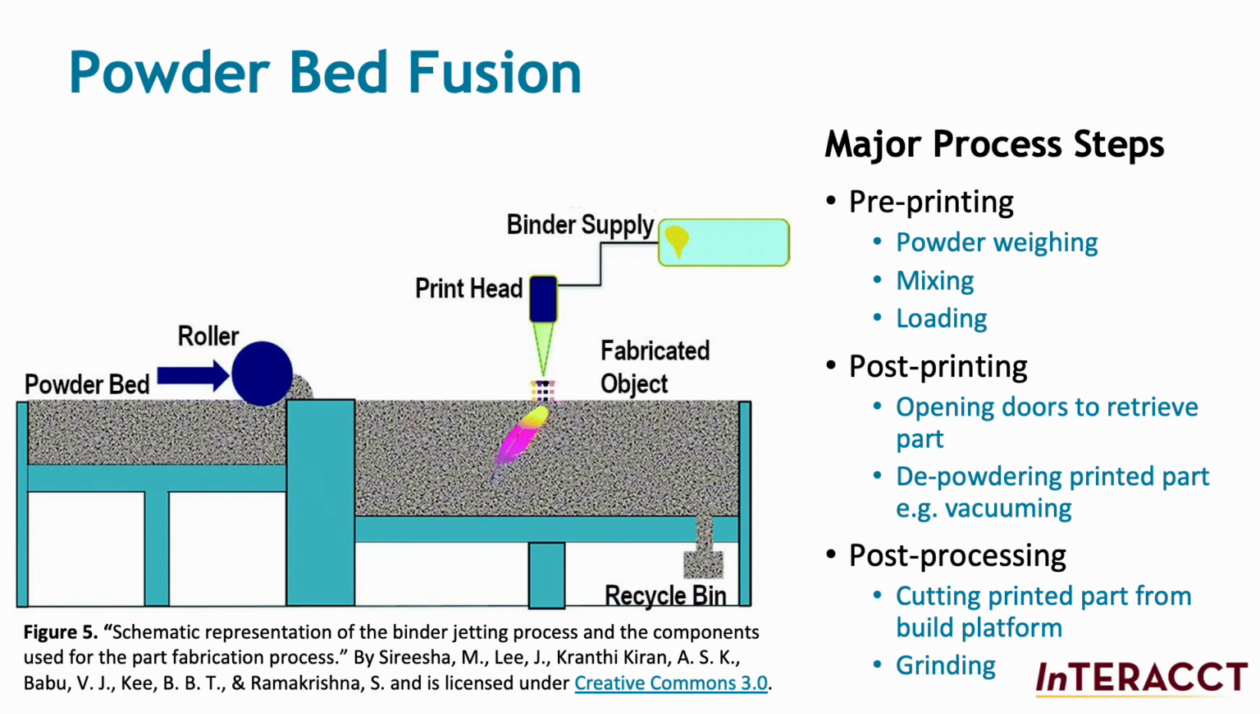With this technology, the environment in the build chamber and AM machine must be blanketed with an inert gas to prevent feedstock powder oxidation. Major process steps related to potential exposure to health hazards associated with powder bed fusion include pre-printing, post-printing, and post-processing. During pre-printing, powders are weighed, mixed, and loaded into the printer. During post-printing, the printer doors are opened so that the part can be retrieved and depowdered. During post-processing, the printed part is cut away from the build platform and ground to produce the final product.